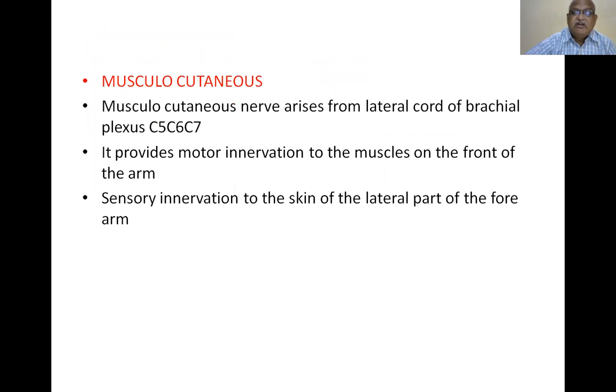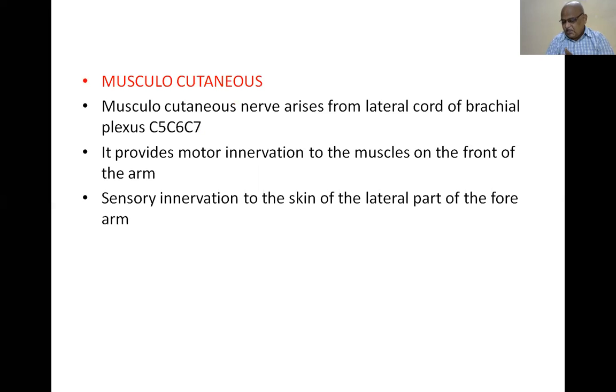This is the axillary nerve. Now the musculocutaneous nerve is a branch of the lateral cord. It has root values C5 and C6. It provides motor innervation to the muscles on the front of the arm, that is biceps brachii, and sensory innervation to the skin of the lateral part of the forearm. So the musculocutaneous nerve is a motor nerve to the muscles on the front of the arm.